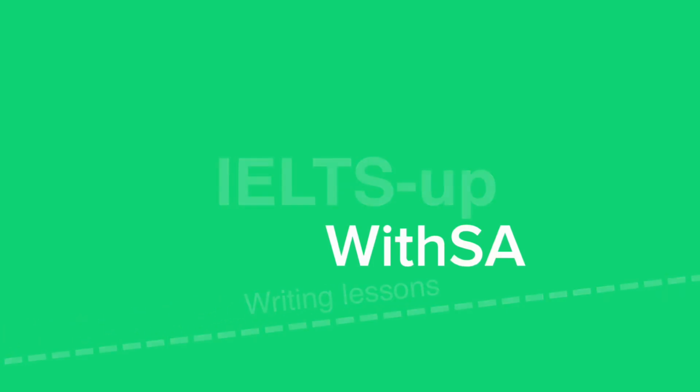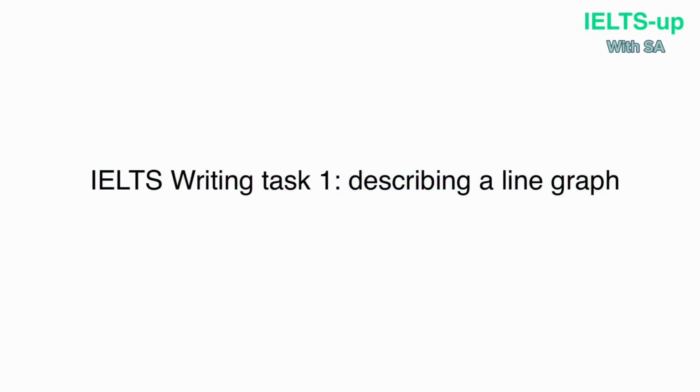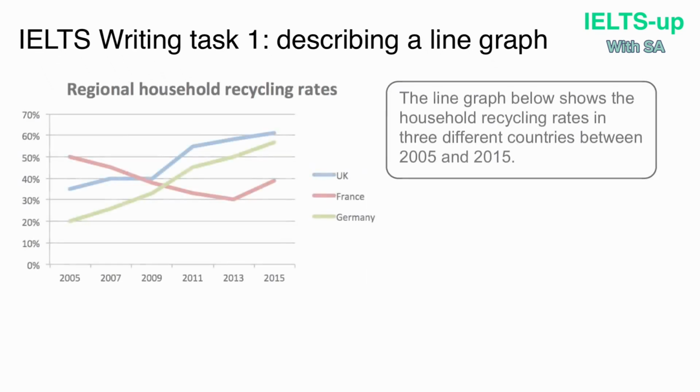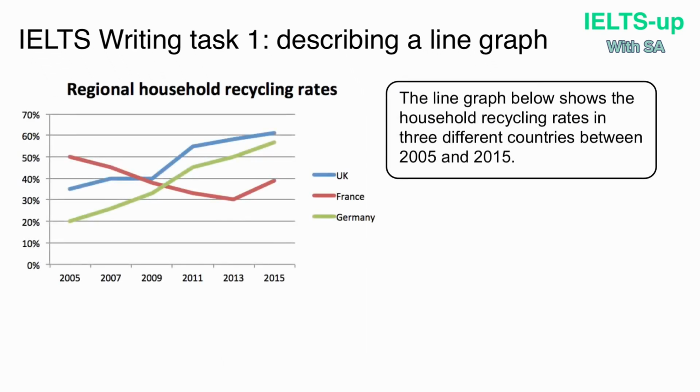Hello, it's IELTS Writing tutorial, and in this lesson we're going to learn how to answer IELTS Academic Writing Task 1, namely how to describe a line graph. I'll give you all the essential information to give a Band 9 answer. So let's take a look at the given line graph.